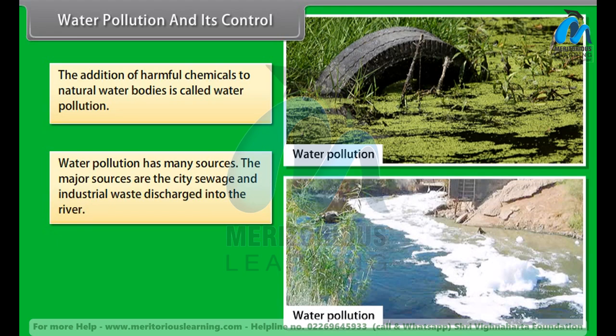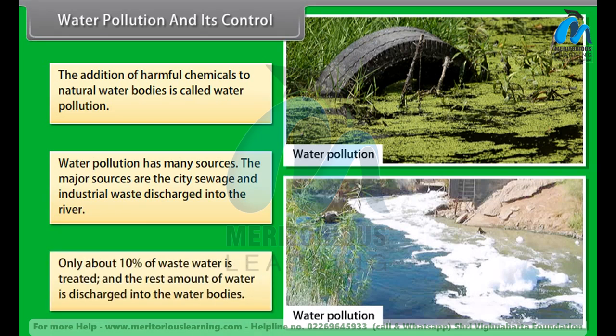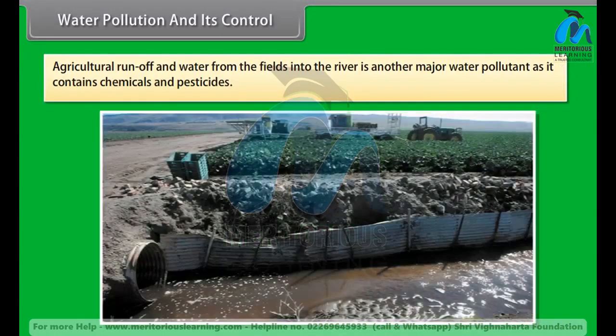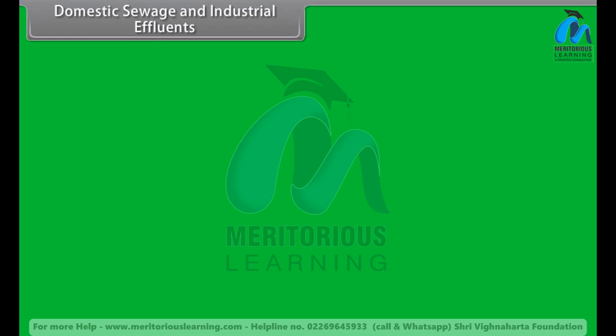The major sources are the city sewage and industrial waste discharged into the river. Only about 10% of wastewater is treated and the rest is discharged into the water bodies. Agricultural runoff, water from the fields into the river, is another major water pollutant as it contains chemicals and pesticides.